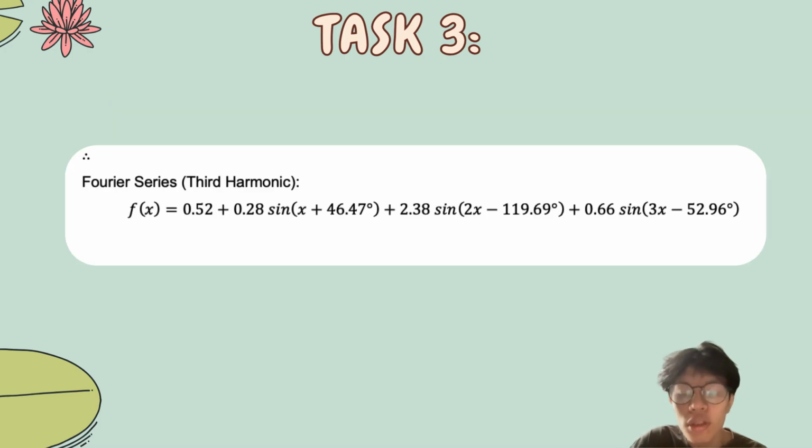After combining all these three harmonics together with the constant term, we obtain the final Fourier series in standard form, as shown here. This equation provides an approximation of the original periodic data using the first three harmonic components.